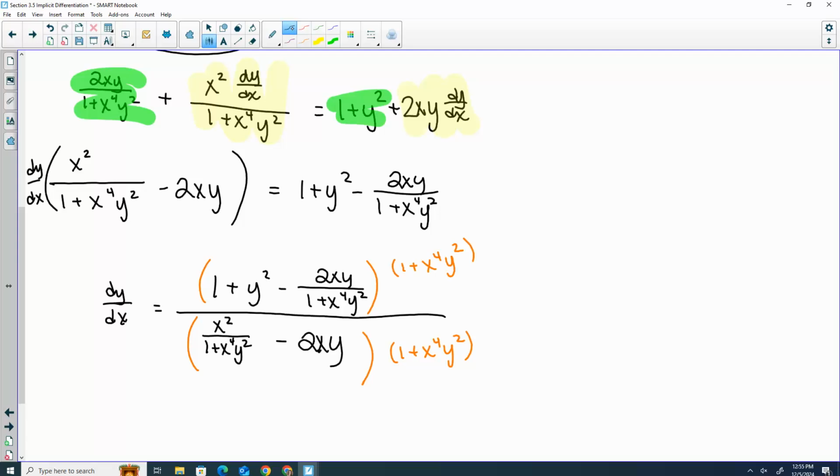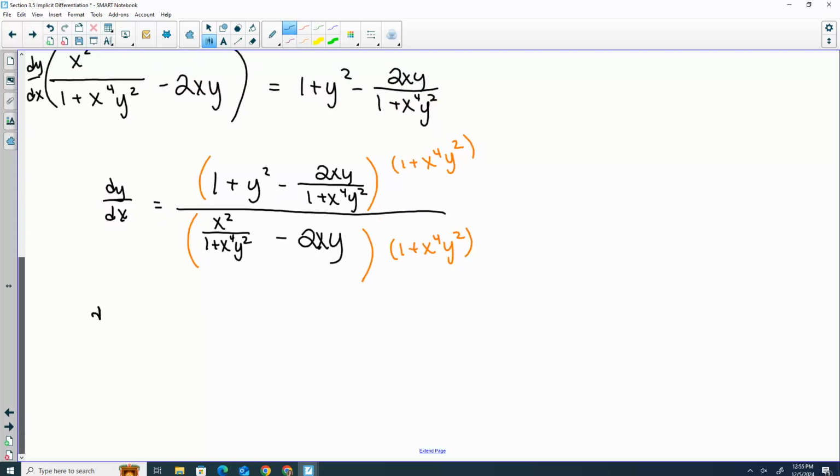Wait, was it never 1 plus x to the 4th plus y squared? No, never multiply. Oh wait, I somehow added that in. So, if I'm taking 1 times this, distribute the 1. And we can't take anything out, because it's plus x to the 4th y squared.